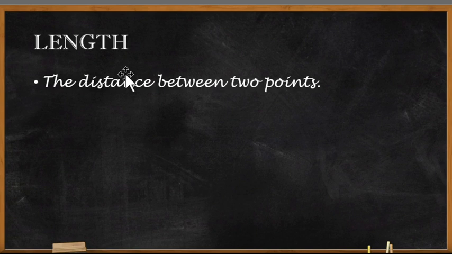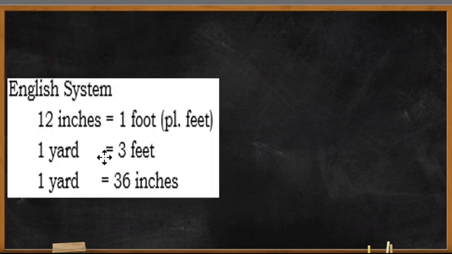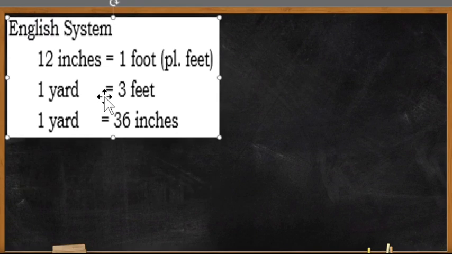Okay, so the very first thing to do is to convert the different units of the English system. As a recap, this will be the English system. We have discussed this in our previous video. So we have 12 inches is equal to 1 foot. The plural for foot is feet. 1 yard is equal to 3 feet, and also 1 yard is equal to 36 inches.